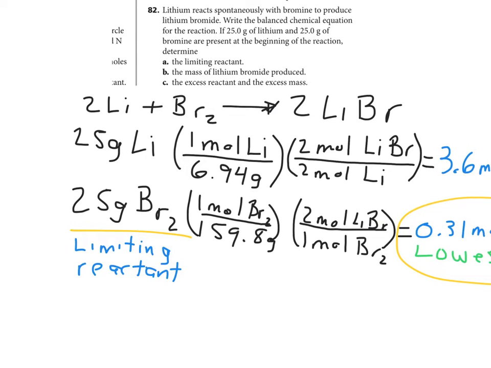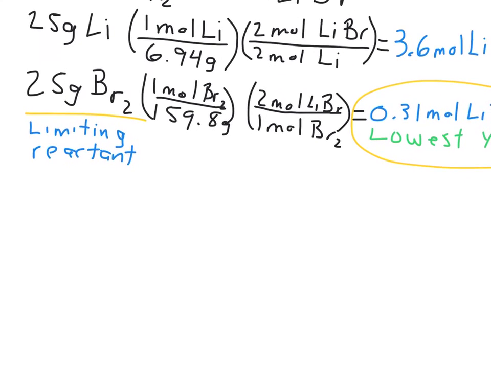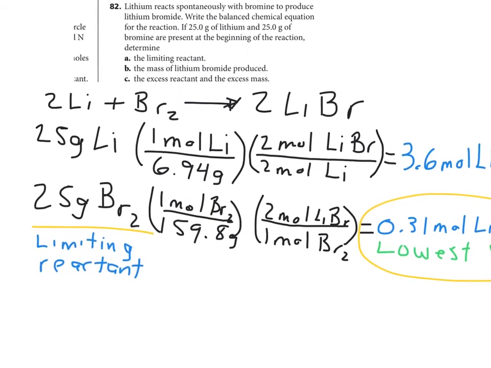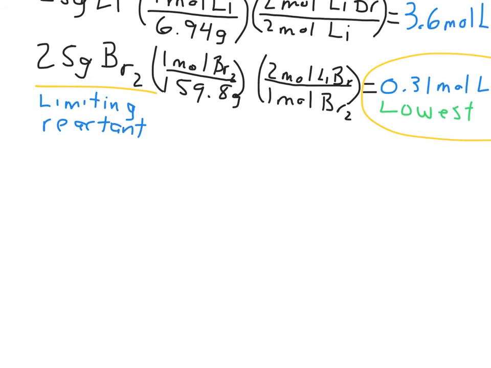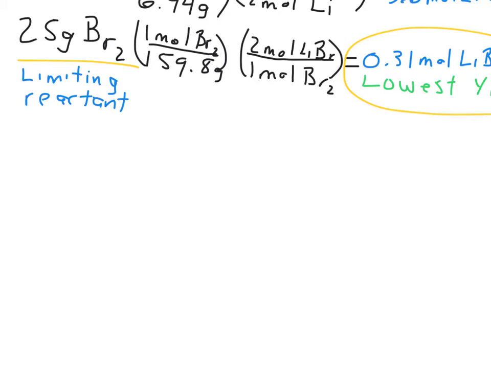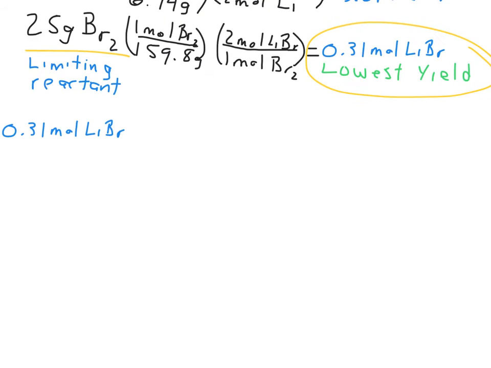Because it says that if 25 grams of lithium reacts with 25 grams of bromine, first we have to determine the limiting reactant. The second part is to determine the mass of the lithium bromide produced. We need to determine the amount produced. We already know that the moles produced are 0.31 moles of lithium bromide, so now I only need to determine the mass of the lithium bromide.